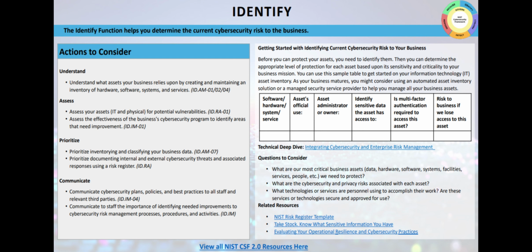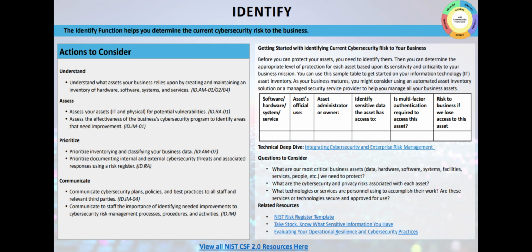The identify function helps you determine the current cybersecurity risk to the business. Actions to consider. Understand what assets your business relies upon by creating and maintaining an inventory of hardware, software, systems, and services. Assess your assets, IT and physical, for potential vulnerabilities. Assess the effectiveness of the business's cybersecurity program to identify areas that need improvement. Prioritize inventorying and classifying your business data.